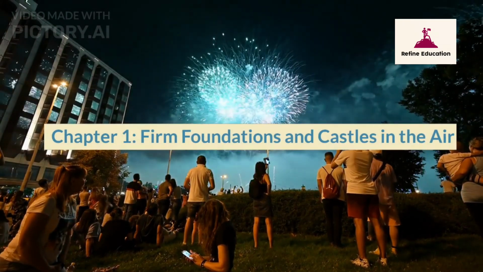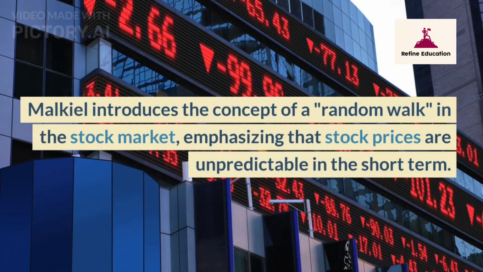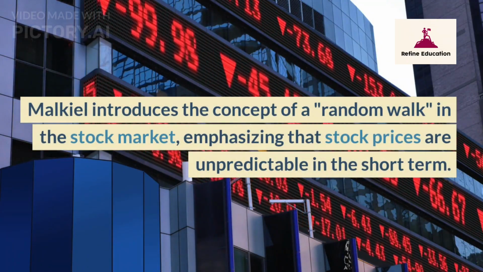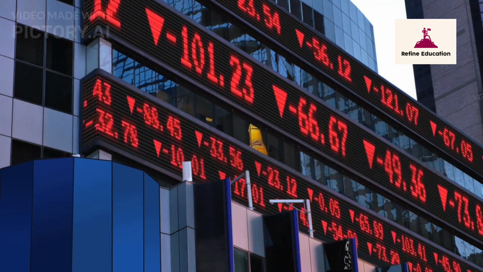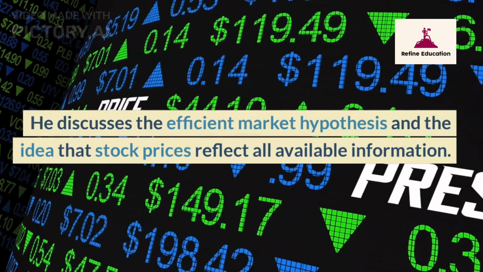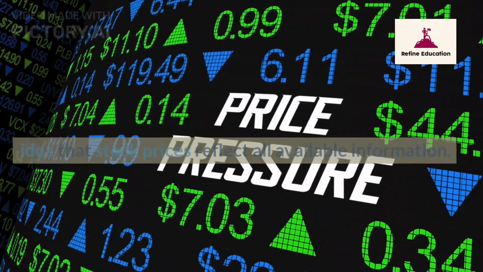Chapter 1. Firm Foundations and Castles in the Air. Malkiel introduces the concept of a random walk in the stock market, emphasizing that stock prices are unpredictable in the short term. He discusses the efficient market hypothesis and the idea that stock prices reflect all available information.